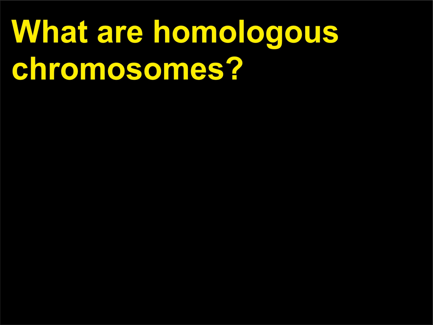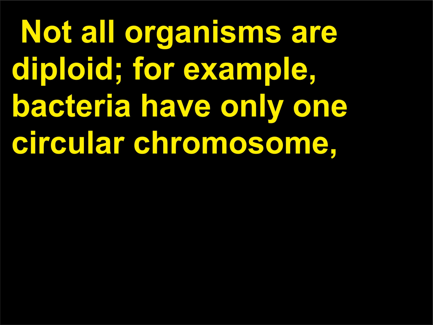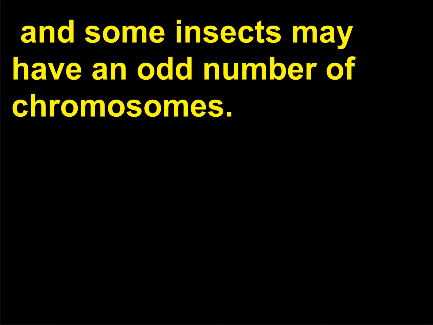What are homologous chromosomes? In diploid organisms, chromosomes occur in matching pairs, with the exception of the sex chromosomes. Not all organisms are diploid. For example, bacteria have only one circular chromosome, and some insects may have an odd number of chromosomes.